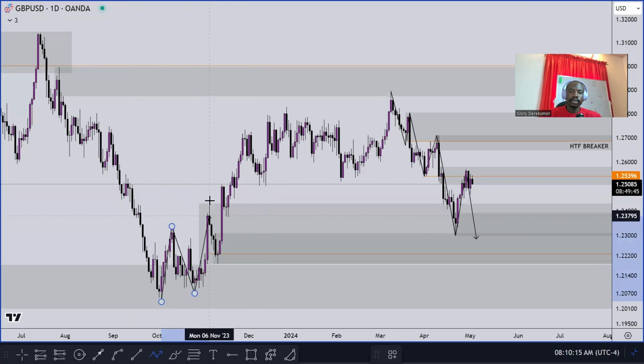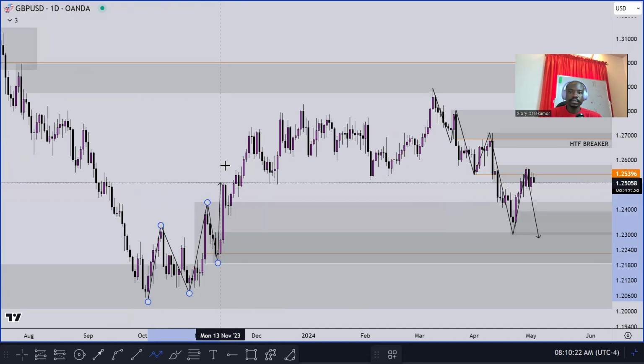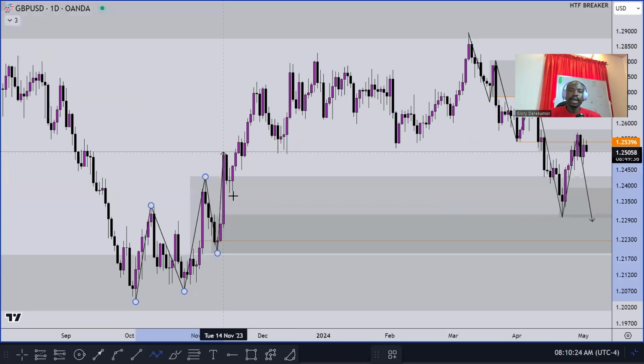We broke structure to the upside, we pulled back again. Now we broke structure again to the upside. This time the pullback wasn't so crazy. We took our structure again to the upside. We pulled back. We took our structure again to the upside. We pulled back. And then we went here.